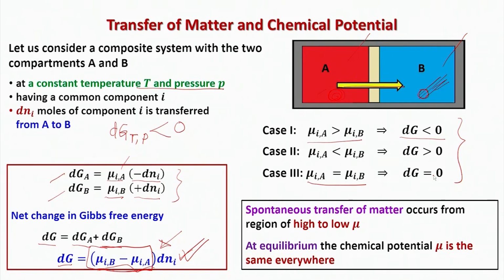Therefore, at equilibrium with respect to matter flow, the chemical potential mu of the ith substance must have the same value everywhere throughout the system, irrespective of whether I'm looking at some region in A or some region in B. And therefore, the way we have defined the chemical potential, it takes care of the fact that just as I could use temperature to indicate the condition of thermal equilibrium, and pressure to indicate the condition of mechanical equilibrium, I can have the chemical potential indicating the condition of equilibrium with respect to transfer of matter.